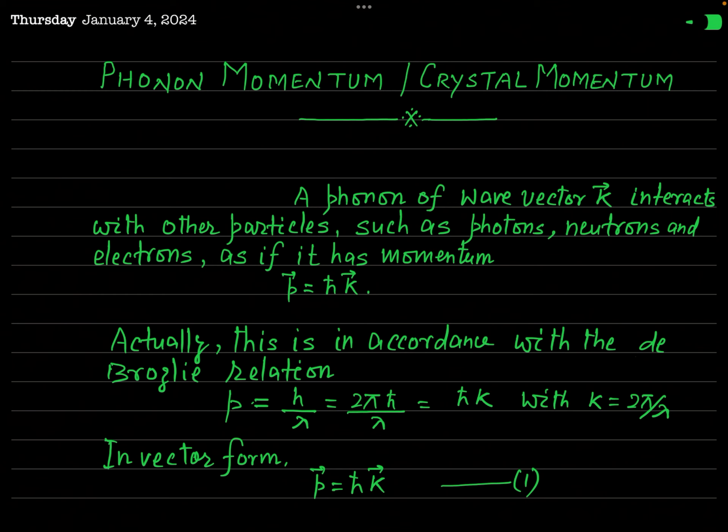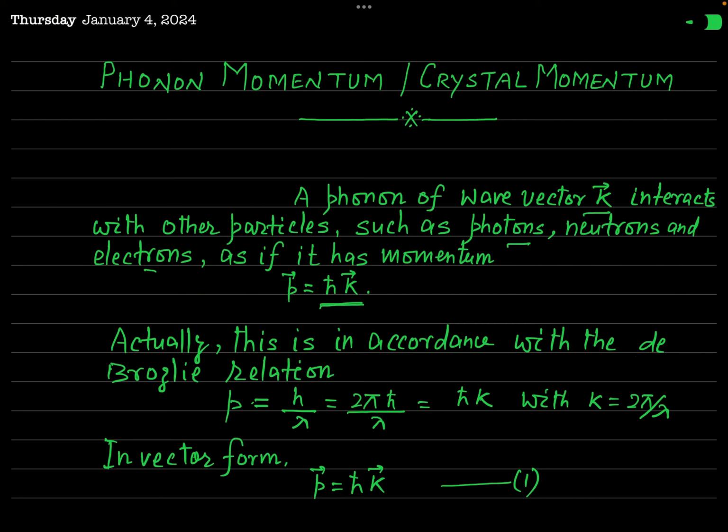Actually a phonon has not a physical momentum in case of lattice, but as a phonon interacts with elementary particles like photons, neutrons and electrons, this interaction gives an evidence for the momentum of a phonon. So if you consider a phonon having wave vector k, then this phonon behaves like a particle with momentum given by p equal to h bar k. This particle appears like a particle having momentum h bar times k.